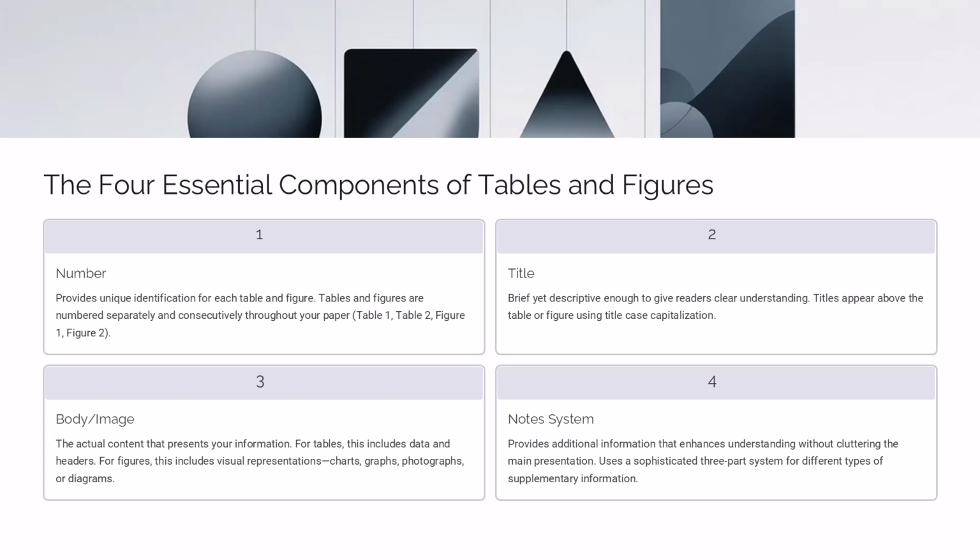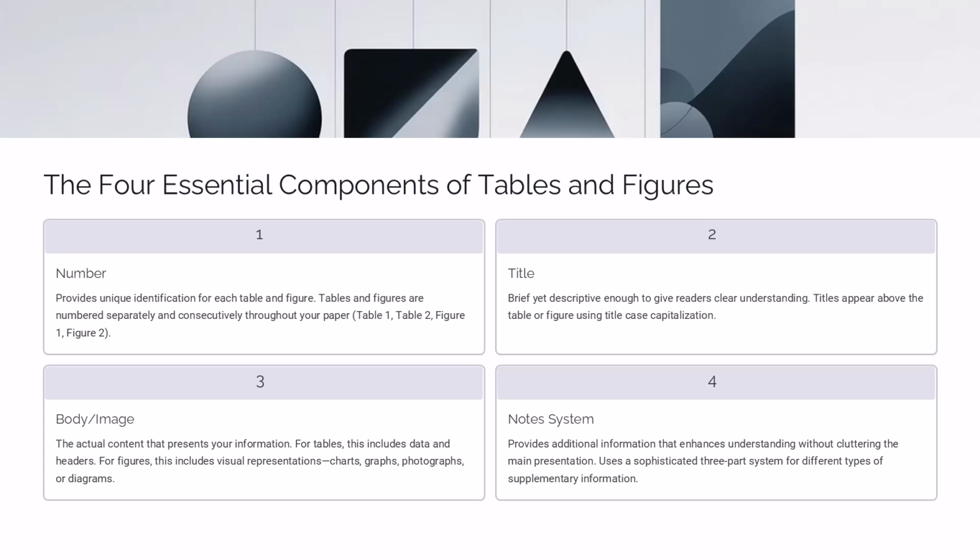This numbering system serves multiple purposes. It allows you to reference specific tables and figures in your text, helps readers navigate between your discussion and visual elements, and creates a logical organizational system for complex documents with multiple visual components. When referencing tables and figures in your text, use the complete designation, as in, Table 1 or Figure 2 illustrates the relationship between variables.